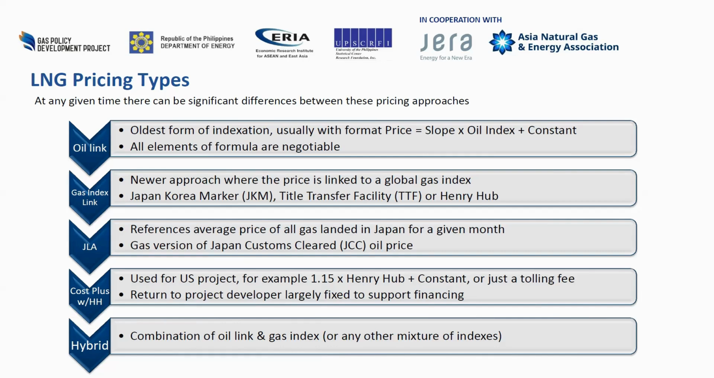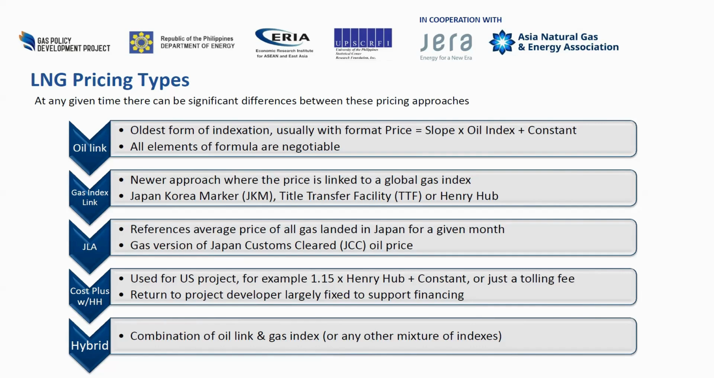The third one is something called JLC. This is where you use Japanese customs data, and I'll briefly touch on this. You look at how much gas has been landed in Japan for a month, and divide it by the cost of that gas, and you come up with the Japan landed average. Your long-term contracts have been priced on that. It tends to be quite similar to the oil link, but it's more of an average price.